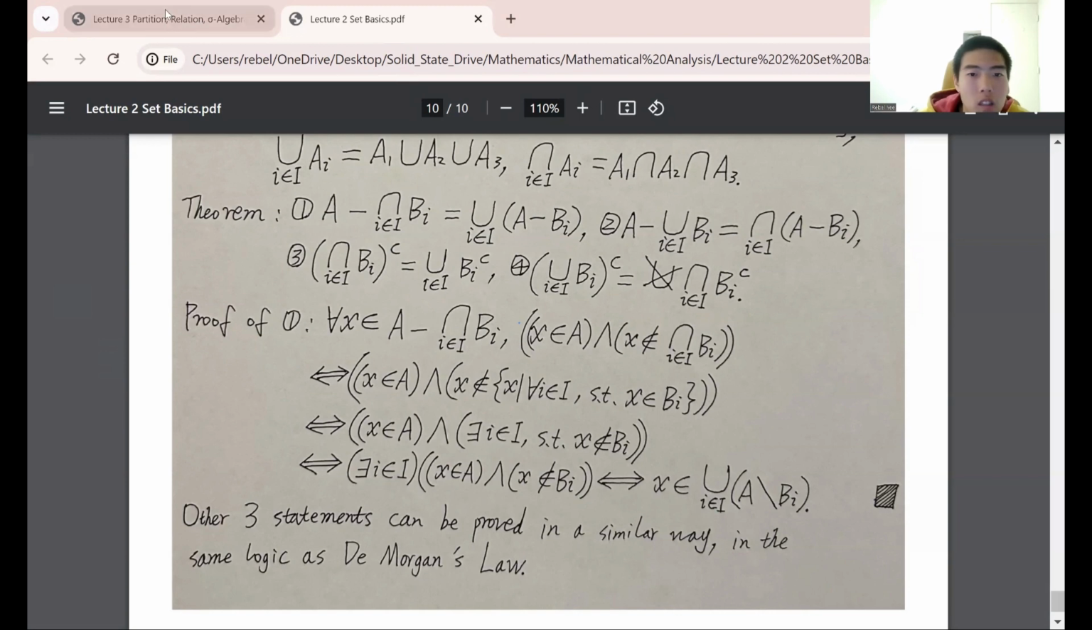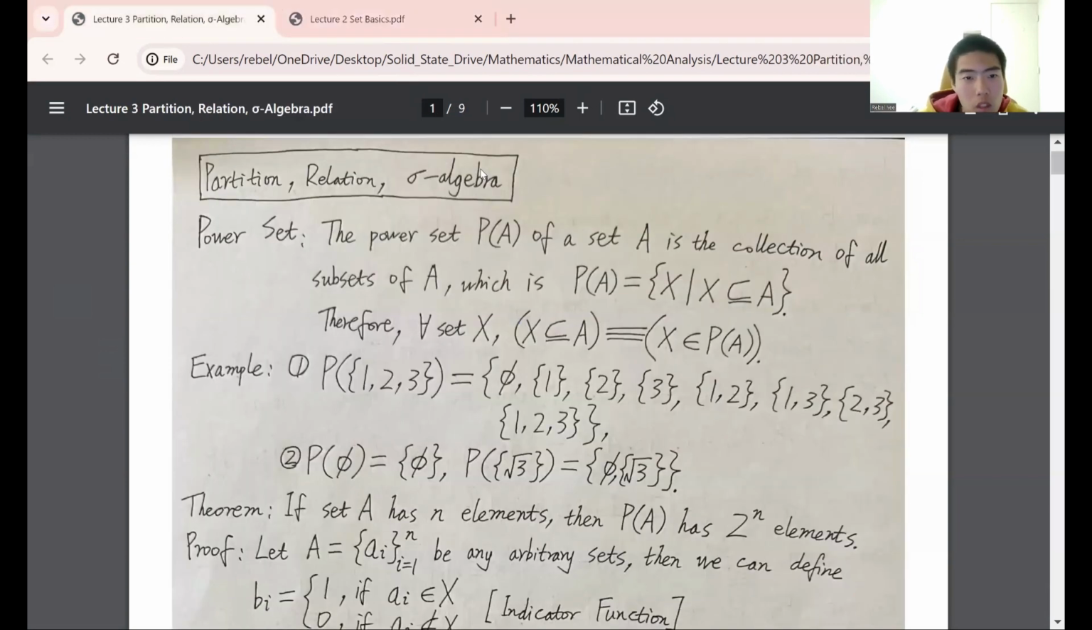Okay, I'm going to talk about partition, relation, and sigma algebra. But maybe I'll do it in a different order. I will first talk about sigma algebra and what's called a power set here. So what's a power set? A power set is just a set of all subsets of a certain set. It may seem very abstract, but it's pretty easy.